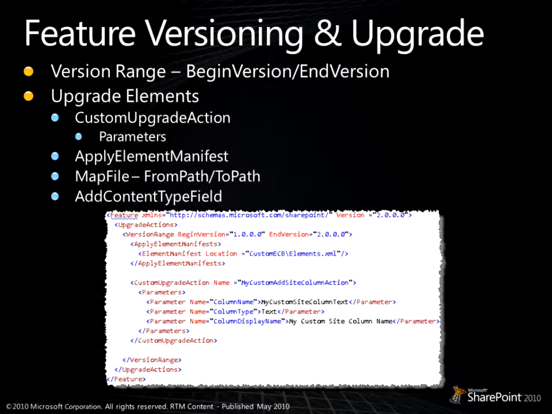And as a final option, we have the custom upgrade action, which allows for passing one or more parameters to the feature receiver's feature upgrading method. And then we can write the actual upgrade code based on our business requirements. In the example XML file in the slide, we have defined upgrade actions to be performed when the feature is upgraded from version 1.0 to version 2.0. We have one new element file which will be executed and one custom upgrade action so that the feature receiver of the specific feature will be called and we can execute any code required.